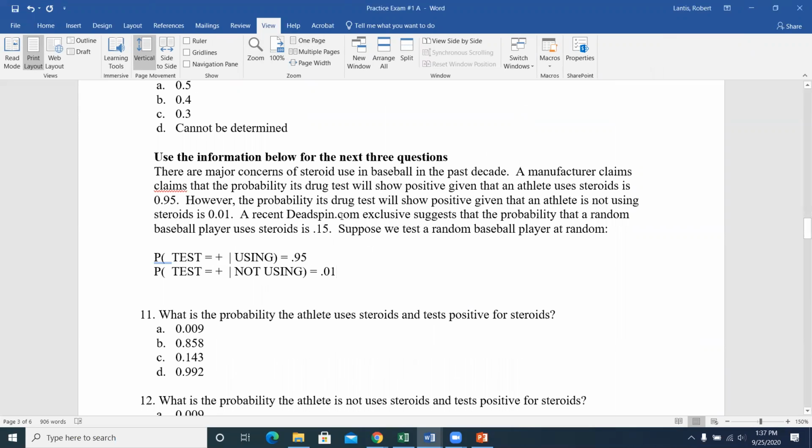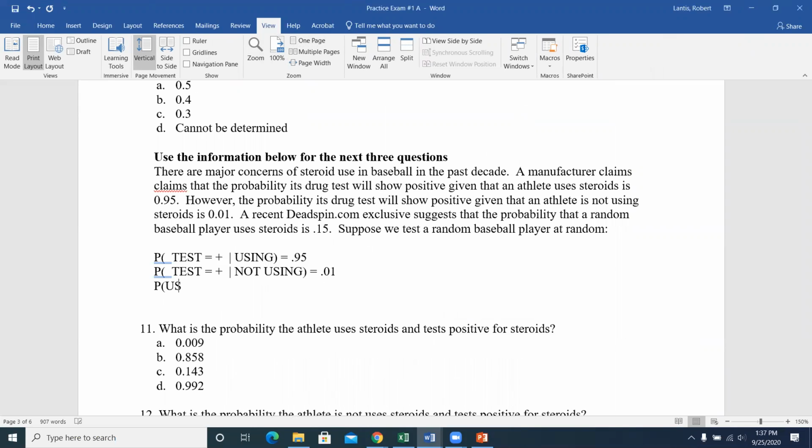Those are the first two things we're given. We're then told a recent Deadspin article says that if I choose somebody at random, the probability that they are using steroids is 0.15. Okay, so those are the probabilities that I'm given. I might just write them out in order like that.